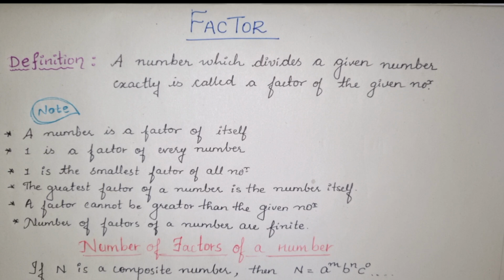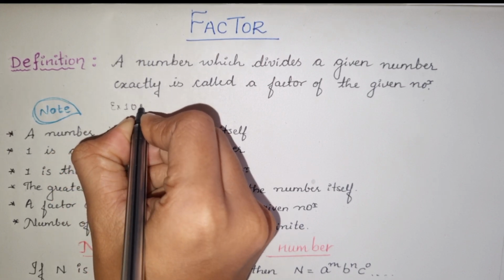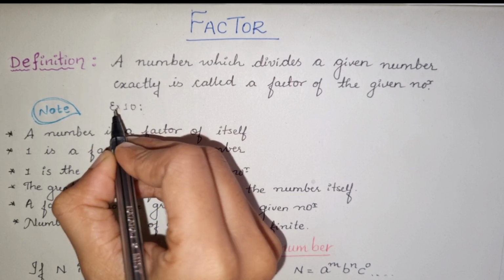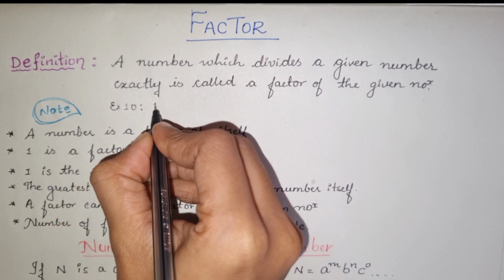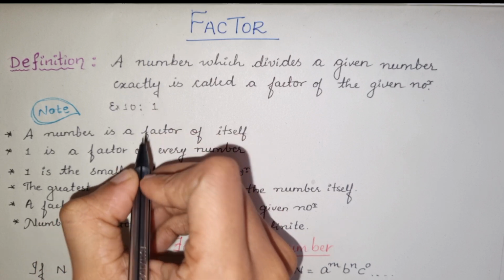A number which divides a given number exactly is called a factor of the given number. Say for example, we'll take the number 10. In which all tables can we see number 10? We'll start from 1. We cannot start a factor from 0 because 0 is not a factor of any number.